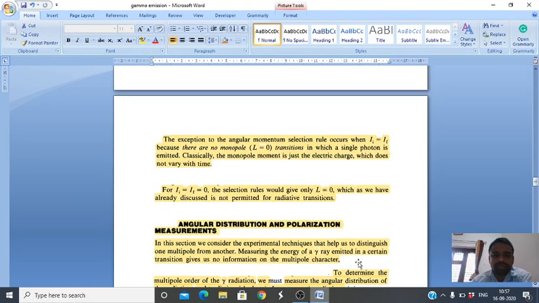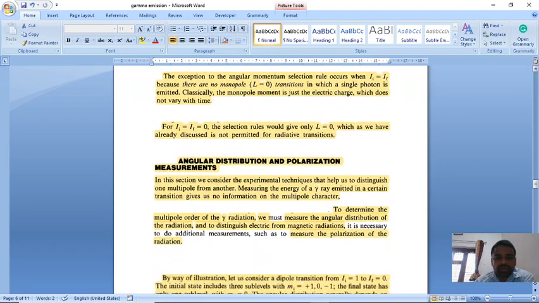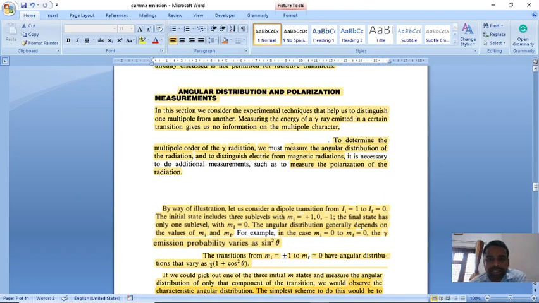Then angular distribution and polarization measurement. In this section, we consider the experimental techniques that help us to distinguish one multipole from another. To determine the multipole order of gamma radiation, we must measure the angular distribution of the radiation. And to distinguish electric from magnetic radiation, it is necessary to do additional measurements, such as to measure the polarization of the radiation.